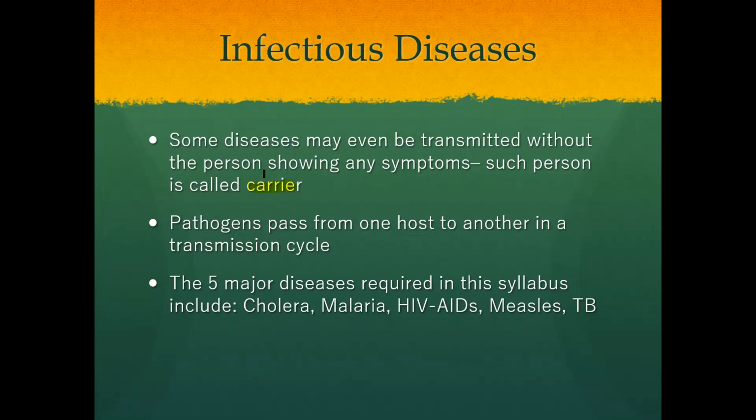And this person will be asymptomatic, but can pass on the infection to another person who is not infected. Pathogens pass from one host to another, as we were just discussing, and this cycle is known as the transmission cycle, as it passes from one host to another. So this is the transmission cycle. And yes, the 5 diseases that we have to talk about in detail are cholera, malaria, HIV/AIDS, measles, and TB.